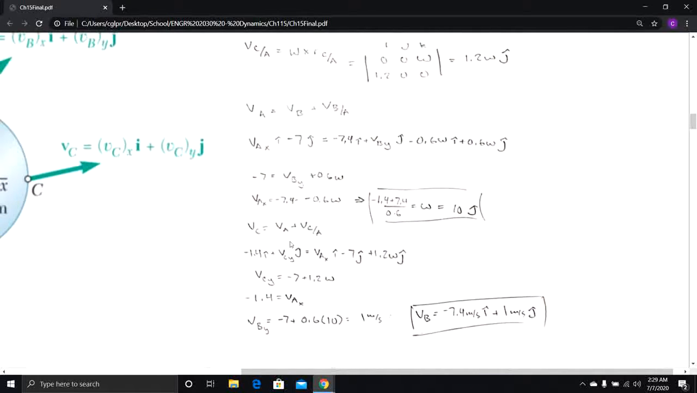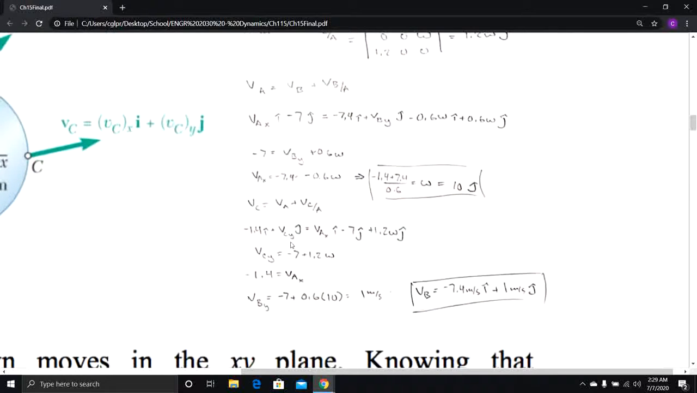The velocity of C, and right here I'm able to find the X component of the velocity of A that I can then substitute into this equation to be able to solve for omega. And once I have omega, I'm good to go to just plug it into the equation for the velocity of B. I was already given the X component, so I want to find the Y component, which is 1 meters per second. And there we go.